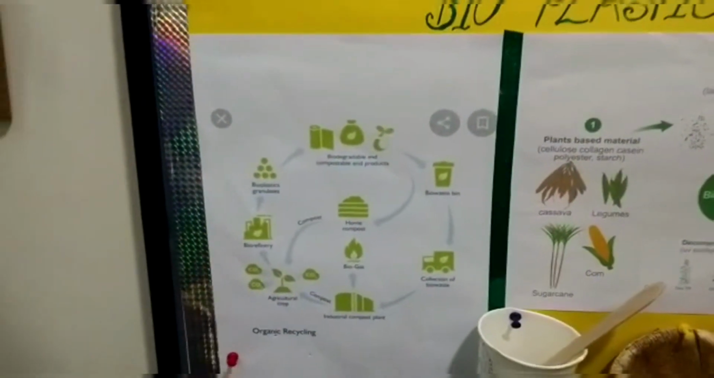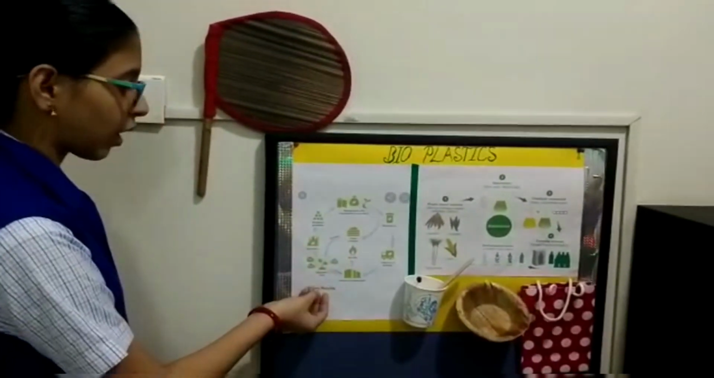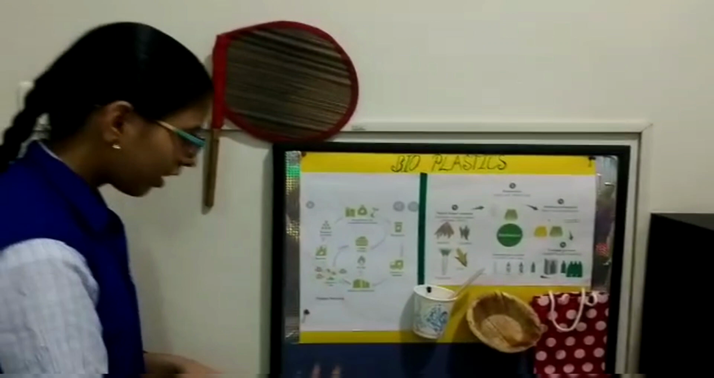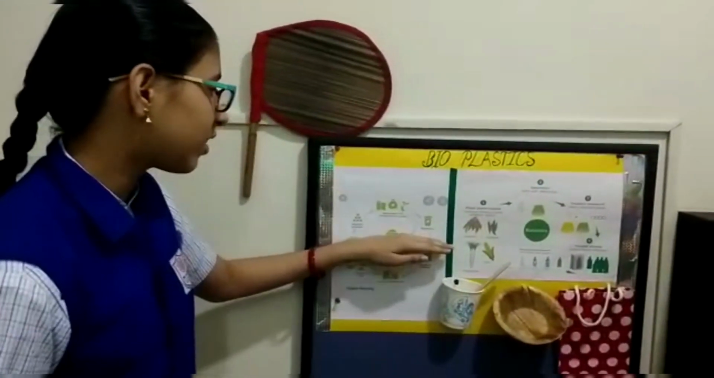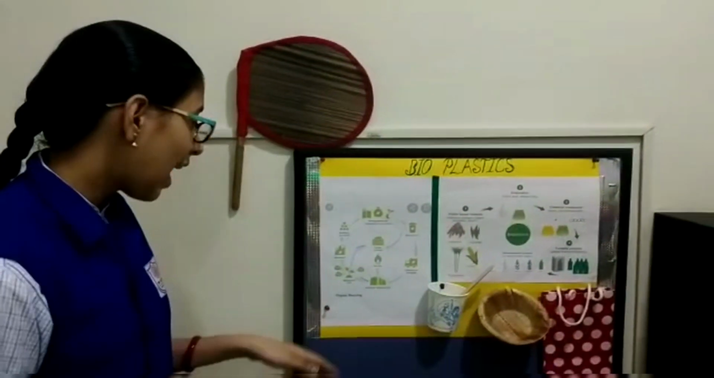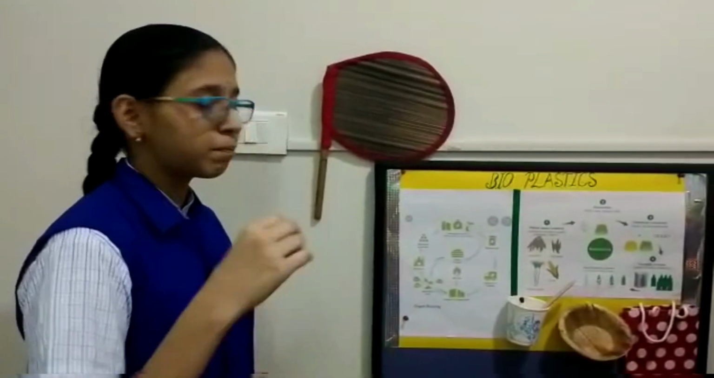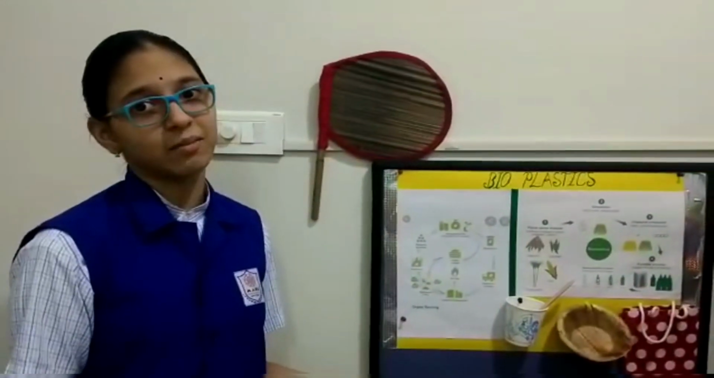After the usage, we can either use them to make home compost, which is again useful to grow agricultural crops, or else we can put them in the bio-waste bin, from where the bio-wastes are collected and taken to the industrial compost plant, where it is made into biogas and compost again.